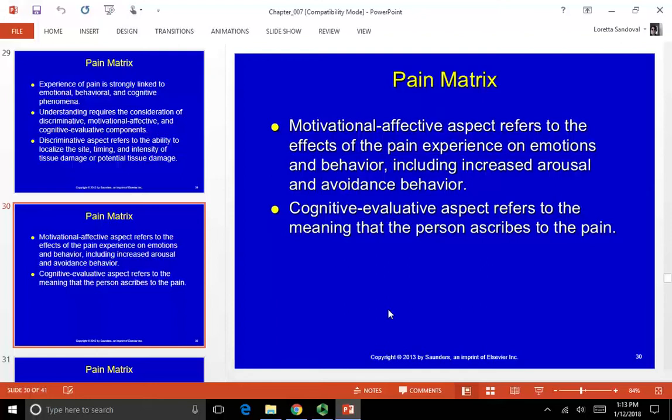So the motivational affective aspect refers to the effects of the pain experience on emotions and behavior, including increased arousal and avoidance behavior. Cognitive evaluative refers to the meaning that the person ascribes to pain. So my patient, the meaning that she ascribed to the pain is, my shoulder is dislocated. It wasn't, but that was the meaning that she ascribed to the pain, and caused her pain to increase.